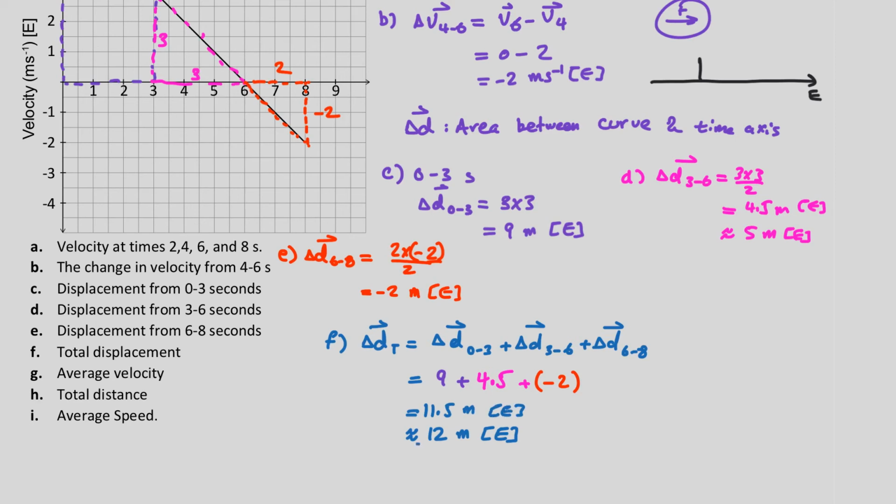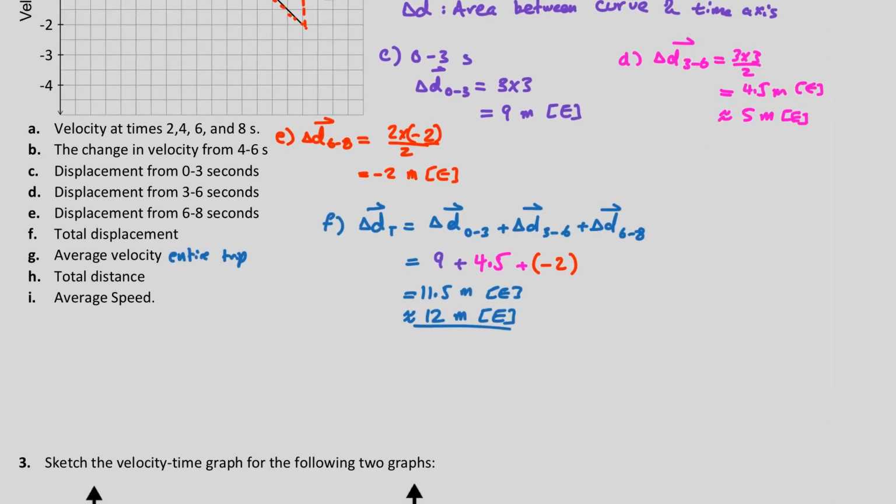So this would be my final answer, and that's for the displacement. How do I find the average velocity for the entire trip? Well, all I have to do is take the total displacement and divide it by the time it took. We know the whole trip took 8 seconds, so we can use that. No, that's the only way.